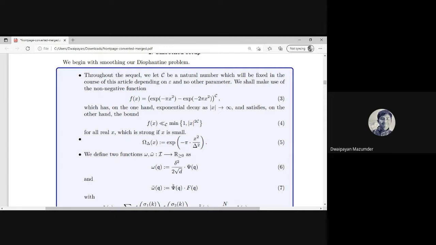Okay, and we shall make this a non-negative function f(x) that is some sort of difference of Gaussians to the power of c, which has on one hand exponential decay as |x| tends to infinity, and on the other hand satisfies the bound f(x) ≪_c min(1, |x|^(-2c)).